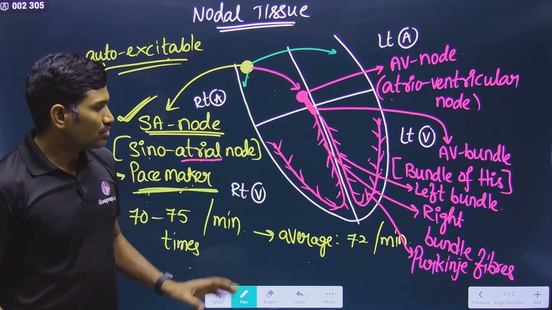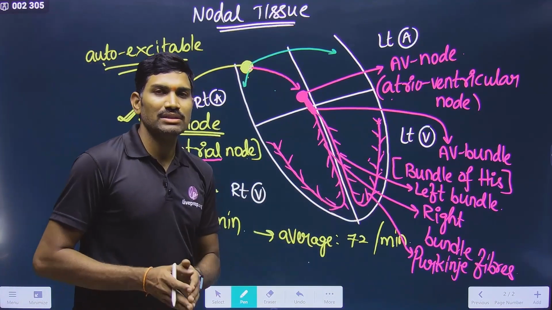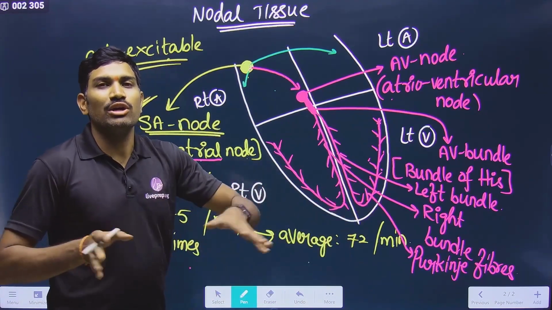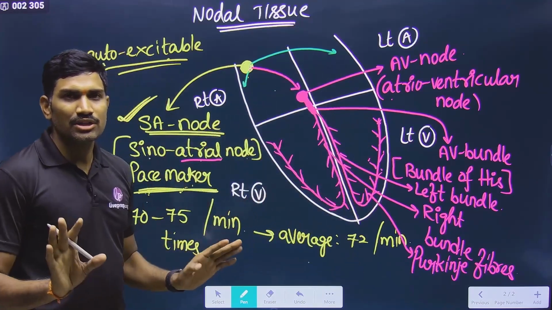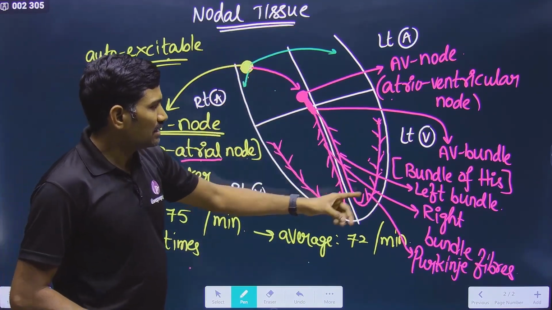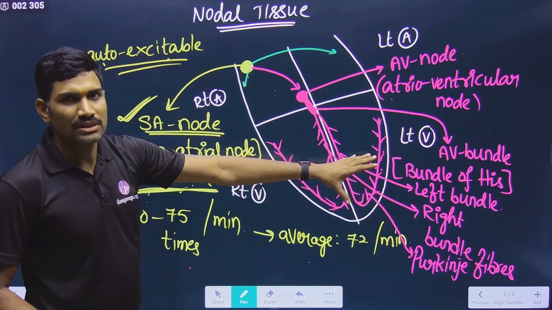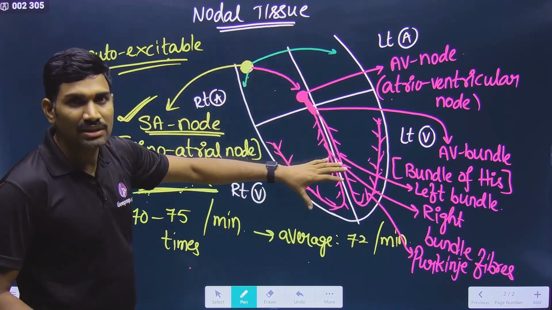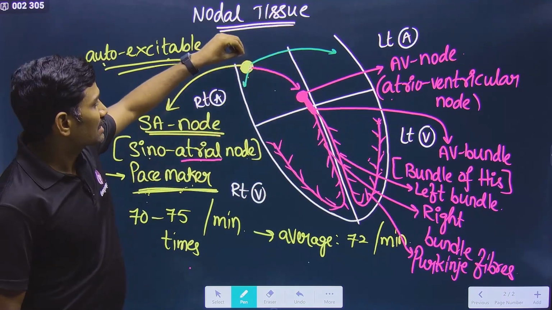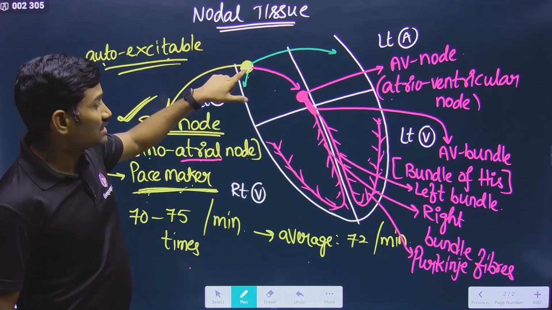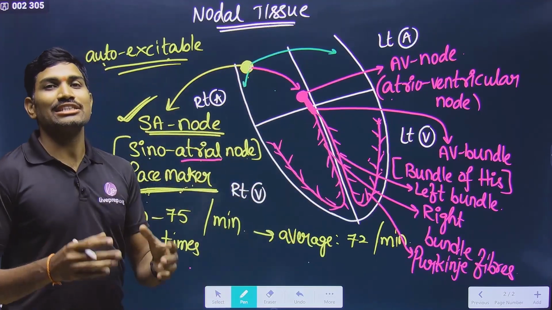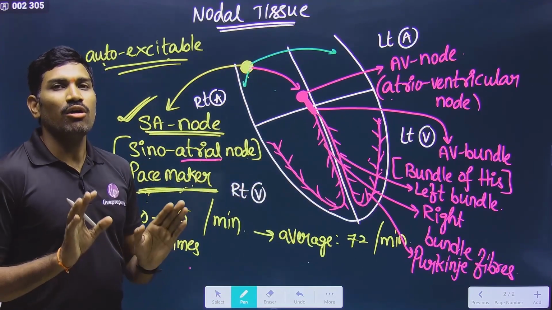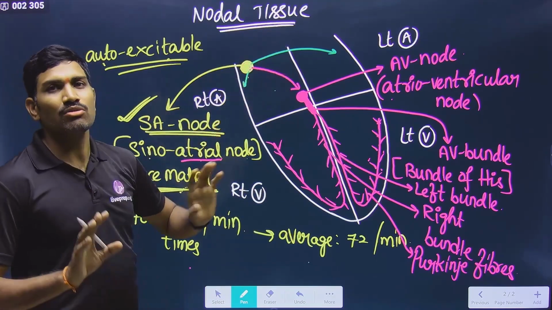Purkinje fibers. So in this way, with the help of Purkinje fibers, the information is going further deep into almost all the cells of the cardiac muscle. Understood or not? So there is a set of particular structures within the heart which help in generation, please remember, generation and also conduction of the action potential within the heart. All these come under the nodal tissue.